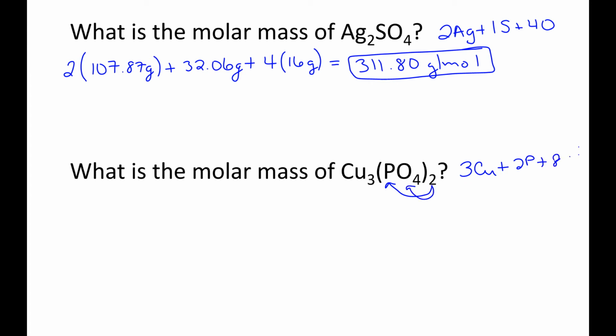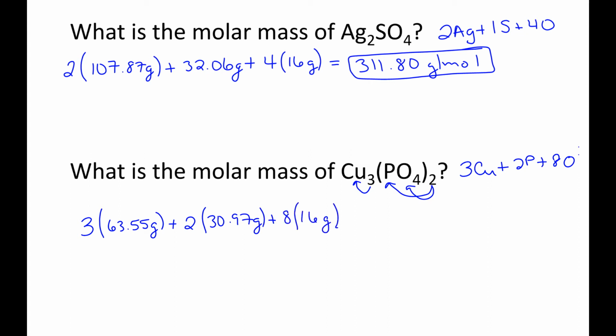Okay, so there's 3 coppers, because that 3 goes to that copper: 3 coppers, 2 phosphates, and 8 oxygens. So copper is 63.55 grams plus 2 times phosphate, which is 30.97 grams, plus 8 oxygens. Okay, so there we have 380.59 grams per mole.